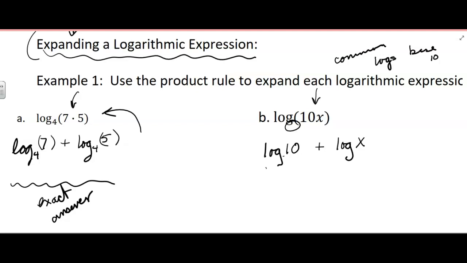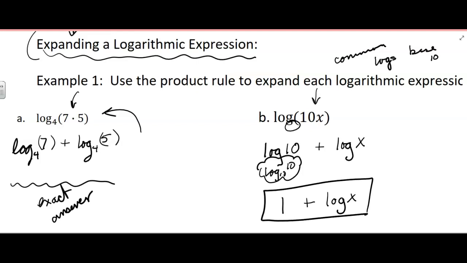It's a common log. So because this is log base 10 of 10, you're thinking this. Okay, that's your thinking cloud. That is a property. So you go up to those basic properties I told you and find it. It's property 2. This equals 1. So we simplify it to 1 plus, and then we can't do any simplifying here, so we just put log of x. It is a common log, but we just write log of x. All right, so that is how we expand a logarithmic expression using the product rule.